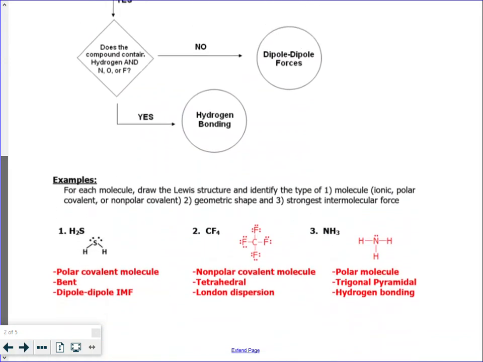Put some other examples down here for you to follow. Similar to the PowerPoint, like here, H2S, this is a bent-shaped molecule. Drew not only the Lewis dot structure, but also the shape in the way that it was drawn. Polar covalent molecule, dipole-dipole IMF, because it's H to S, doesn't fit the definition for hydrogen bonding. CF4, all the ligands are the same, it's tetrahedral, so that's London dispersion. Here we're looking at ammonia, NH3. It's a polar molecule, it's pyramidal, and has H to N. There is a bond between H to N, so it does fall under the hydrogen bonding category.